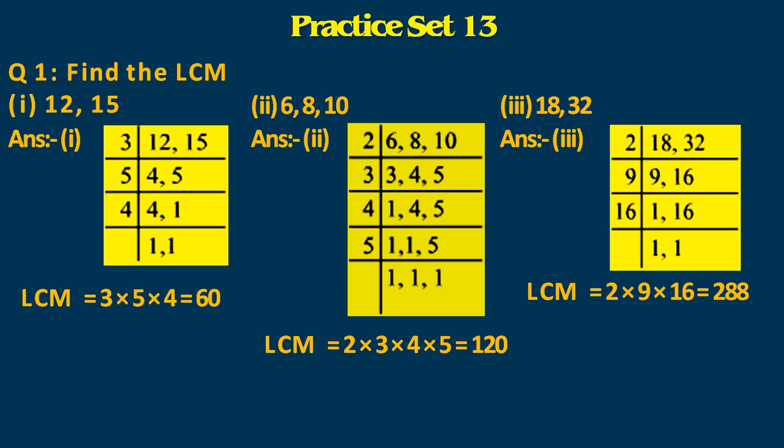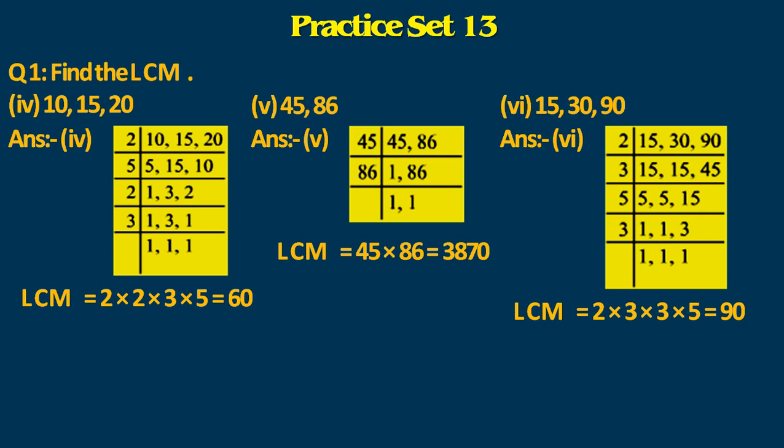Now the LCM for this set of numbers is 2 into 9 into 16. 2 9s are 18. 18 into 16 is equal to 288. So the LCM of 18 and 32 is 288.